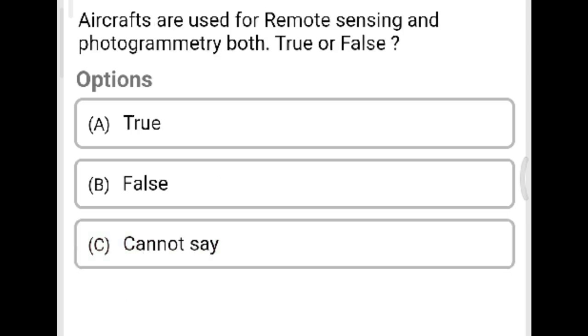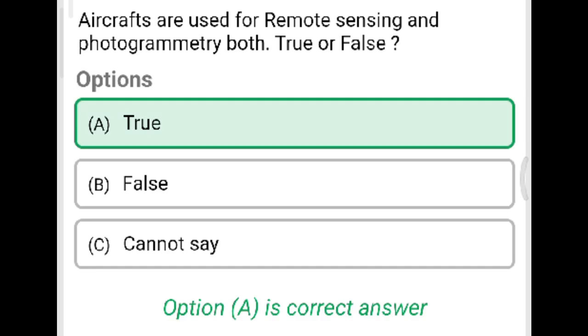Next question, aircrafts are used for remote sensing and photogrammetry, both true or false. Option A true, option B false, option C cannot say. So the correct answer is option A true.